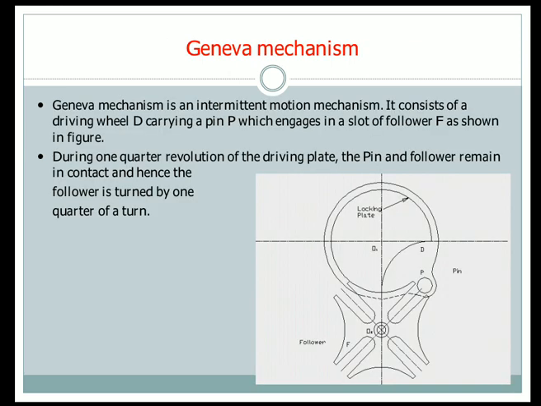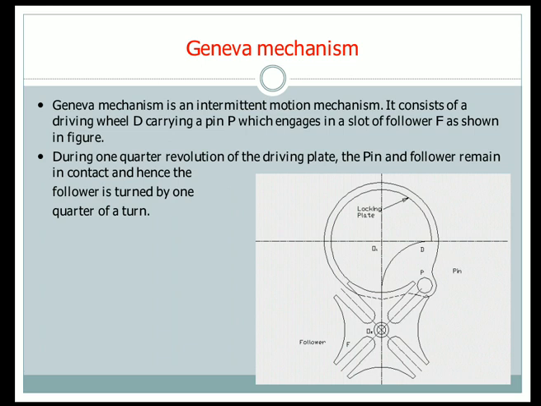So the next type of mechanism is the Geneva wheel mechanism, or simply we can call it the Geneva mechanism. This is also an example of an intermittent motion mechanism. From the figure you can see it consists of one driving wheel D carrying a pin P which engages in the slot of follower F as shown in the figure. The follower has four slots as you can see, and the driving wheel D has one pin P, where the pin engages the follower.